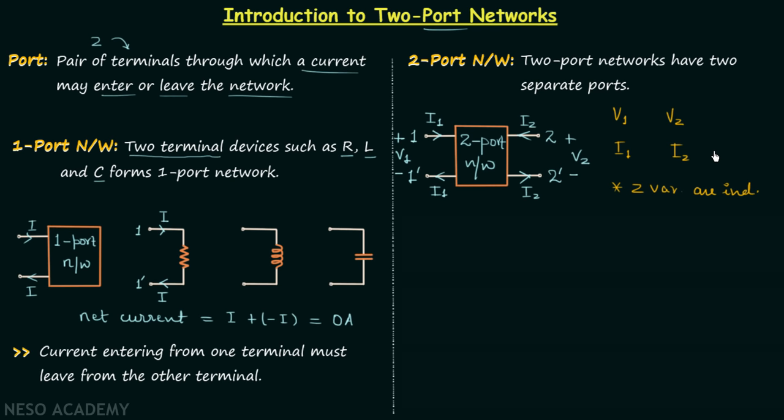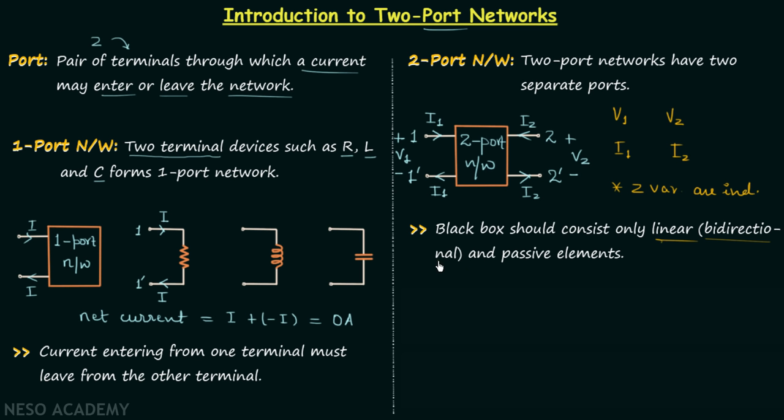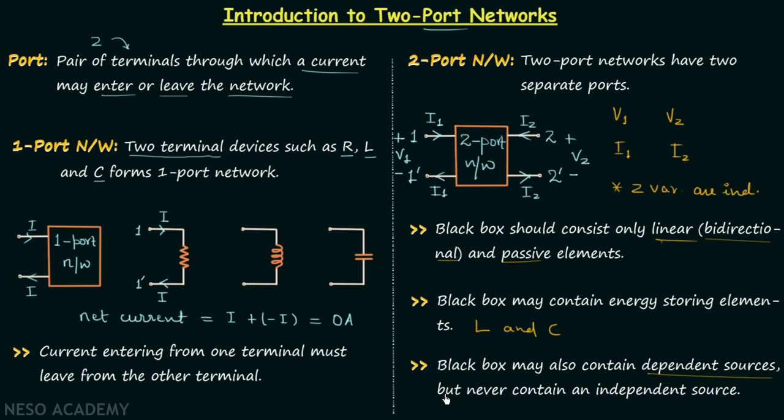Now let's move on to the next point. According to the next point, the black box should consist only of linear, bidirectional, and passive elements. So the elements inside the black box forming our two-port network should be only linear and passive elements. The black box may contain energy-storing elements like inductors and capacitors, but their initial conditions must be zero. The black box may also contain dependent sources, but never an independent source. So these are the restrictions we have.